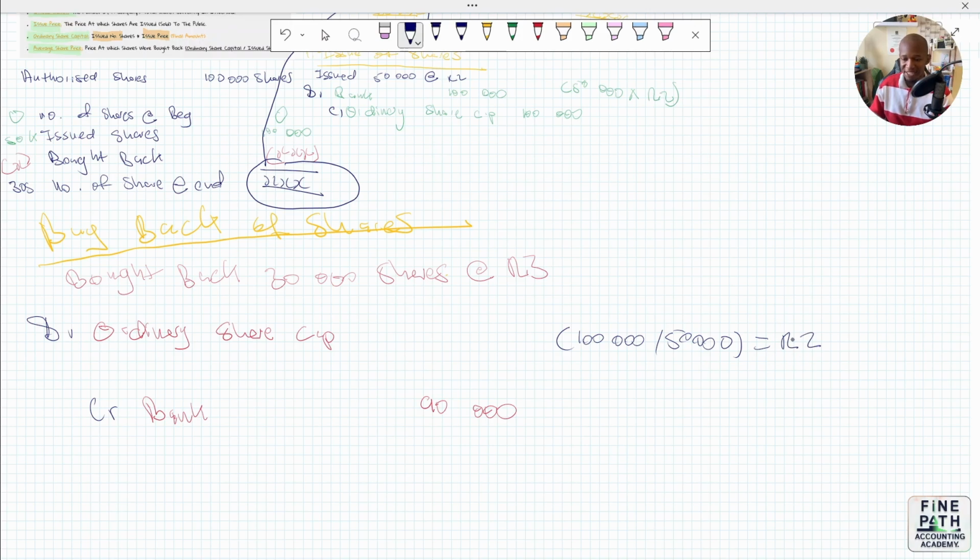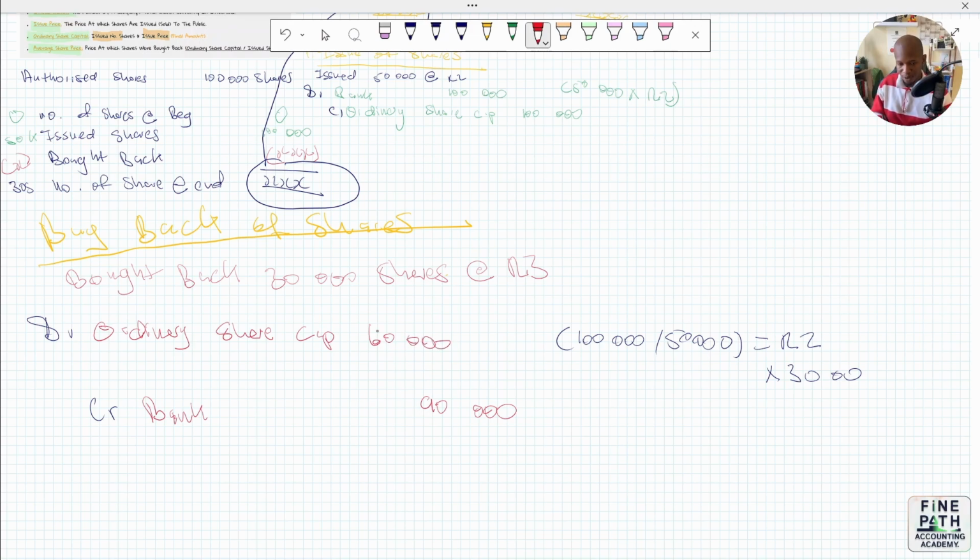Then we multiply this 2 rands by the shares that we've bought back, which is 30,000, and our answer of 60,000 would come in here as our debit. So the principle here is that we would have our 60,000 here as our debit.